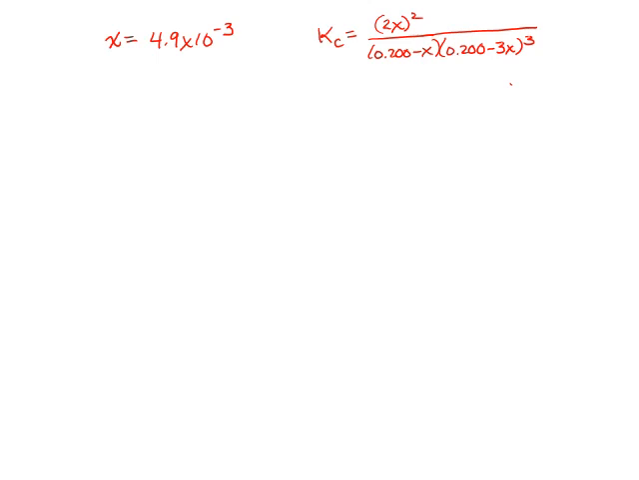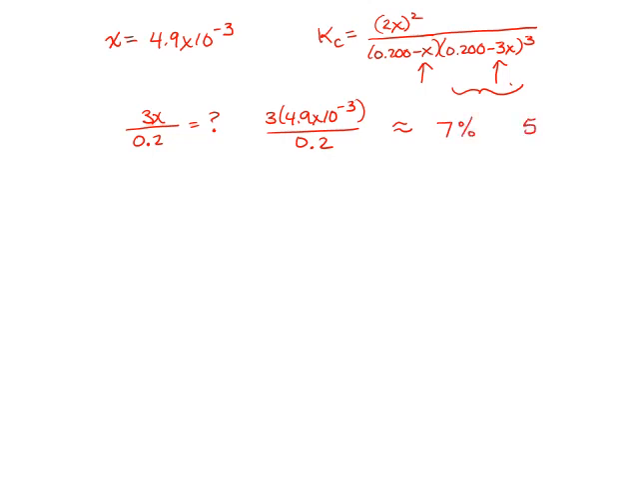So we need to check to see whether or not x was small relative to 0.2, or whether 3x was small relative to 0.2. Obviously, this is the one that's going to cause the most problem if there's a problem. So let's check to see what percentage 3x is of 0.2. And this ends up to be about 7%.